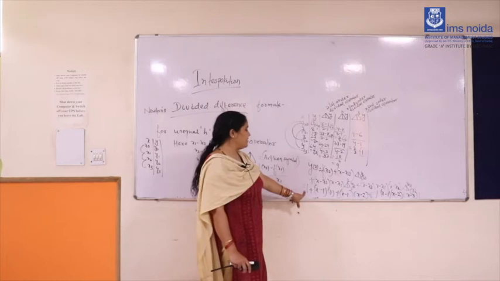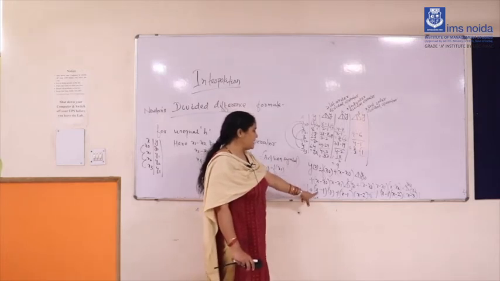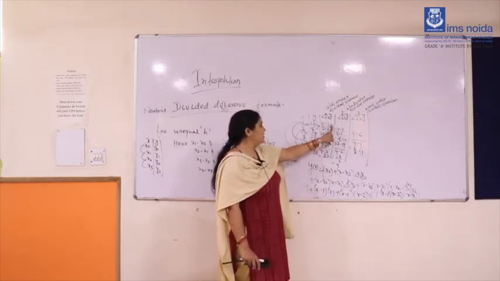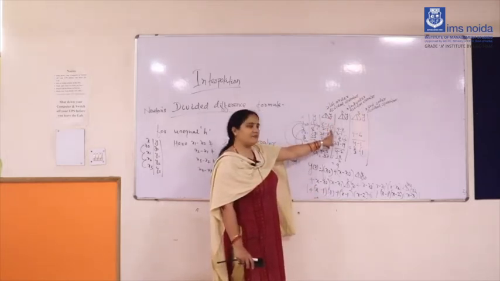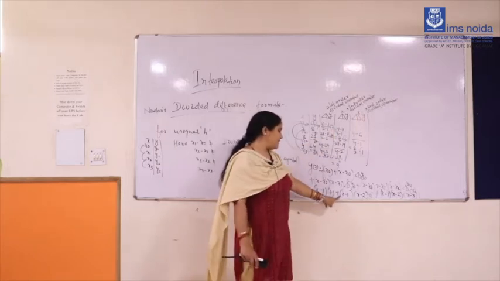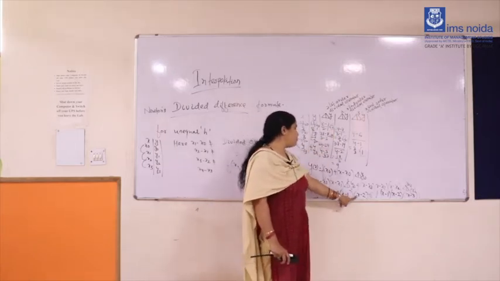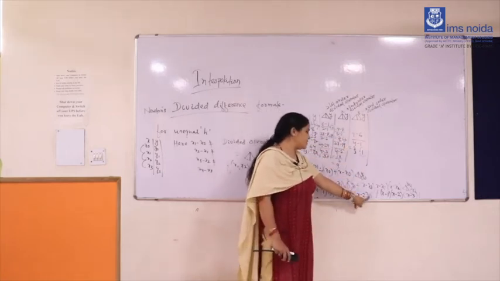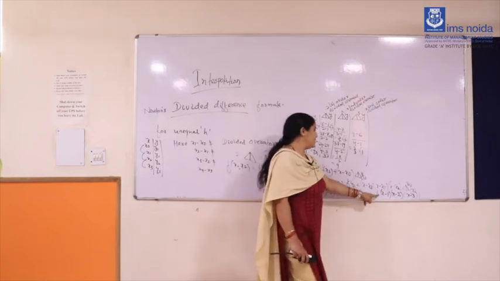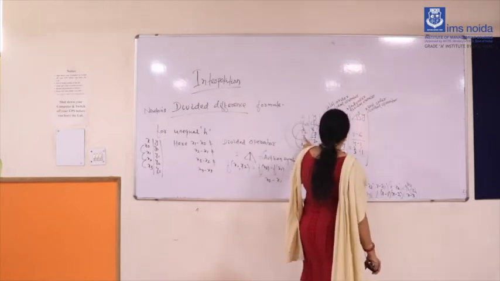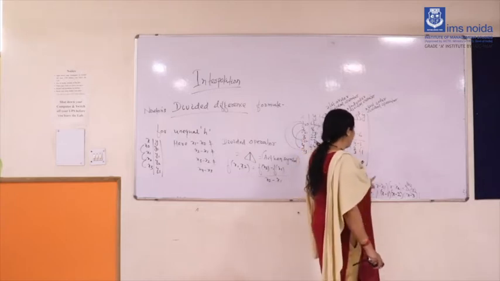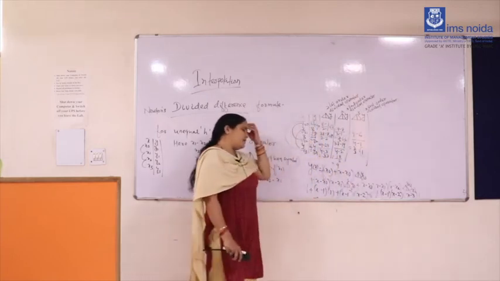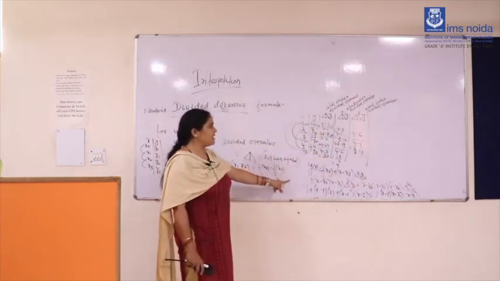So first f(x0) value is 1, plus (x minus x0), that is (x minus 1) into the first order divided value, which is 7. So here we have 7, plus (x minus 1)(x minus 2) into the second order difference value, that is 6. So you are taking the first value 6 here, then (x minus 1)(x minus 2)(x minus 3) into the third column value, that is your 1. So this is all about the calculation of Newton's divided difference formula.